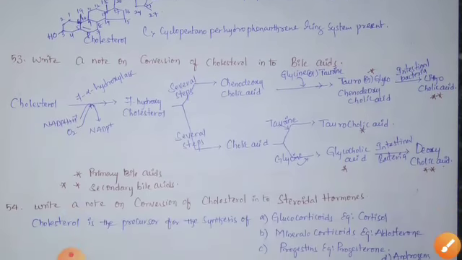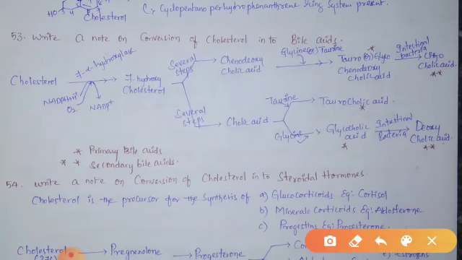Write a note on conversion of cholesterol into bile acids. So cholesterol can be converted into 7-hydroxycholesterol in the presence of the enzyme 7-alpha hydroxylase, and this 7-hydroxycholesterol after several steps can be converted into chenodeoxycholic acid and cholic acid.